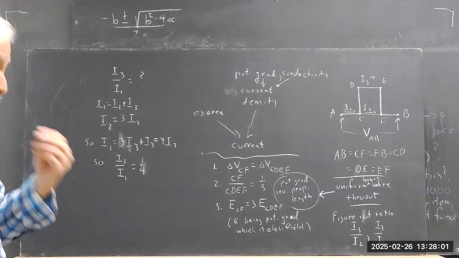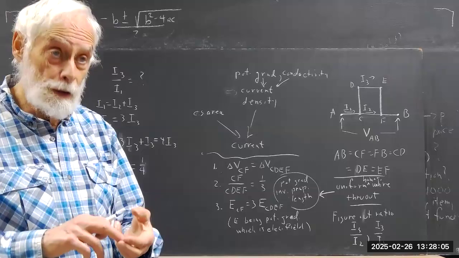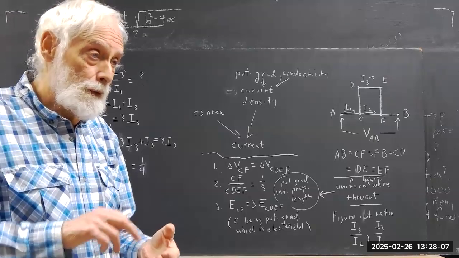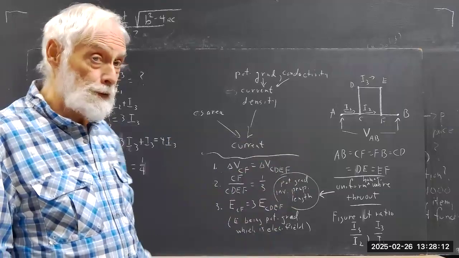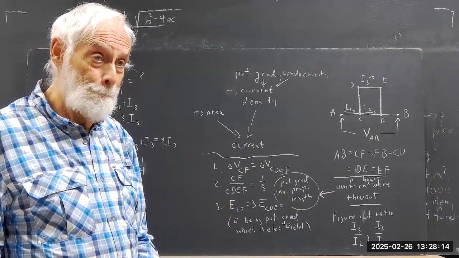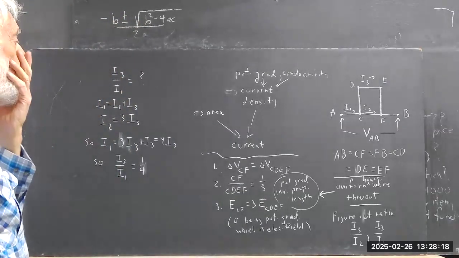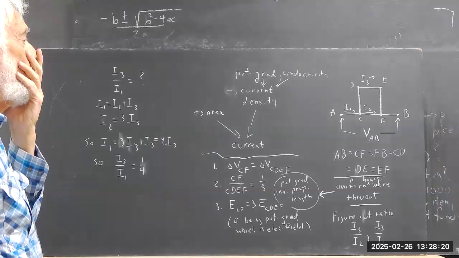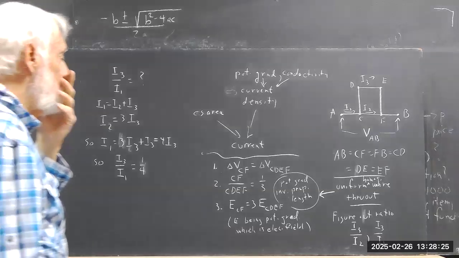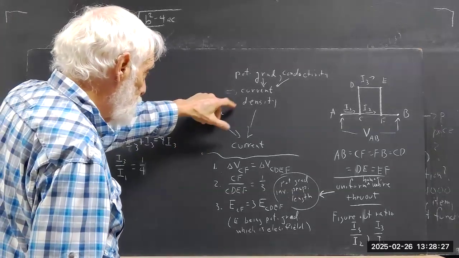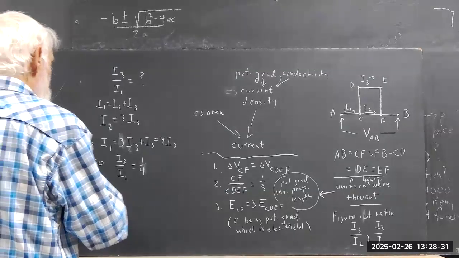Makes sense? Okay, so again, want to think in terms of potential gradients, which is electric field. Don't forget to think in terms of conductivity, which I left constant here, and cross-section areas, which are constant. So you have a fairly straightforward set of connections.